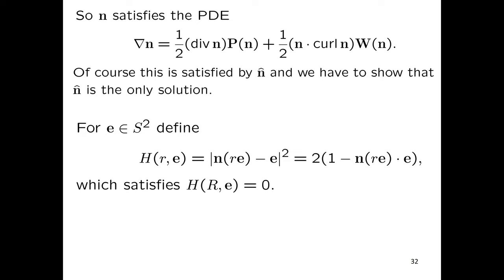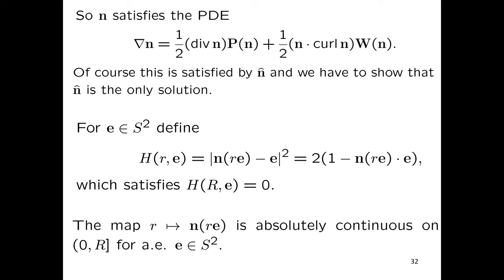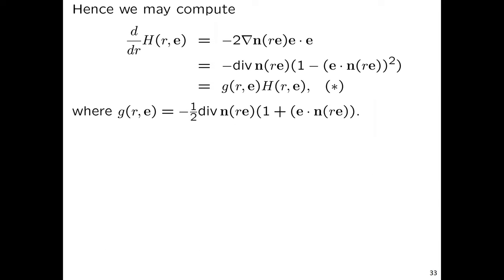And we know that at r little, so the ball is of radius capital R. So when little r is equal to capital R, we have that n(Re), that's on the boundary, is equal to e. And so h(Re) is zero. And n is in H1, so it's going to be absolutely continuous on almost every radius from zero. So we can compute the derivative of h.